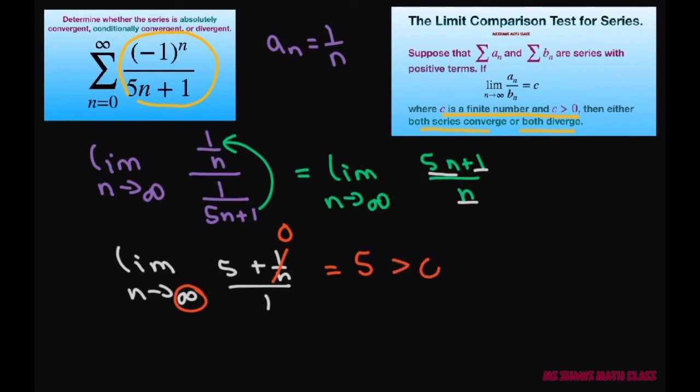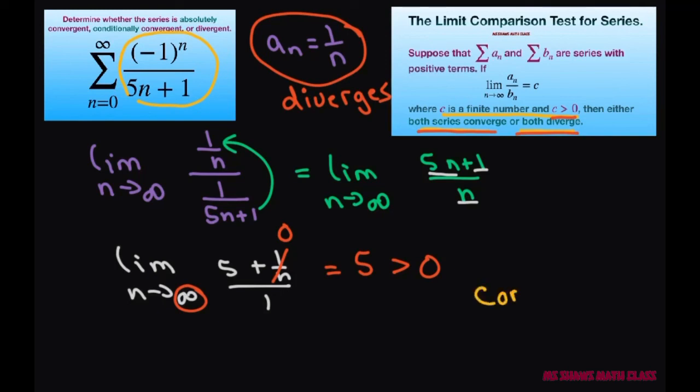Now 5 is positive. Since it is positive, it means that both series converge or diverge. But we know that this series, the harmonic series, already diverges. So that means it diverges. Our alternating series test said it converged. Our limit comparison test said it diverged. So that means this is called conditionally convergent.